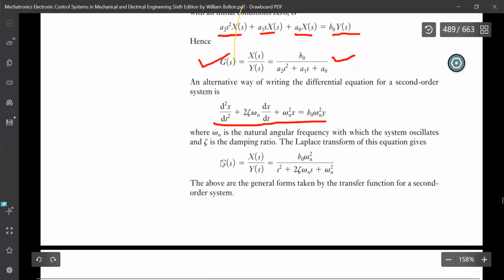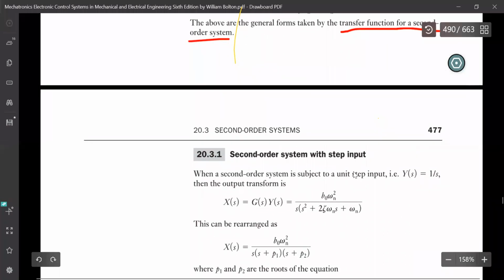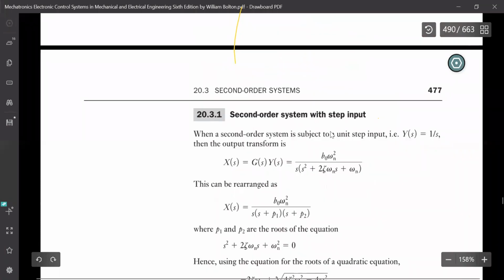Using this again, you can have your gain in terms of a transfer function X(s) upon Y(s). So this comes out. This is the transfer function for a second order system. Then you give a step input to the second order system. So step input is what? 1 by s.